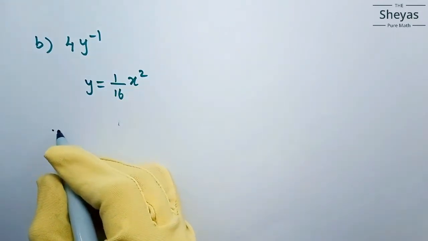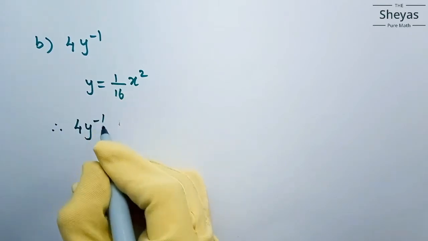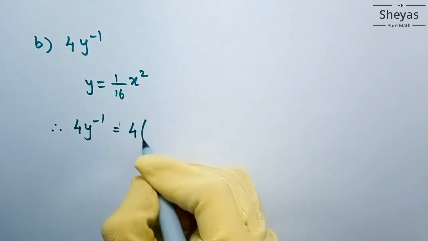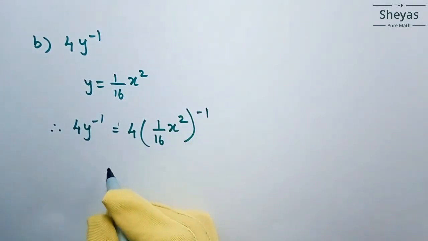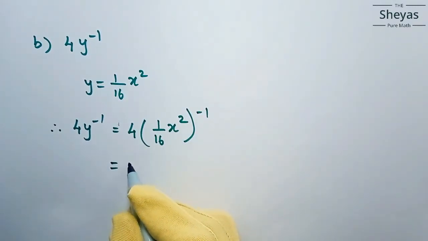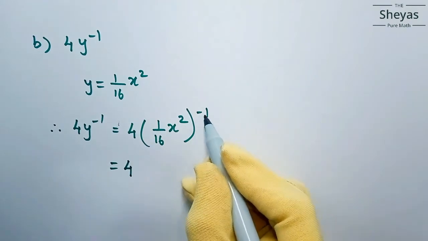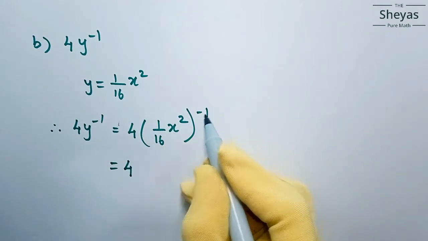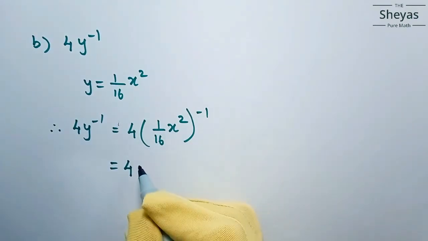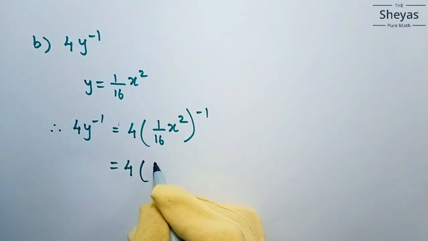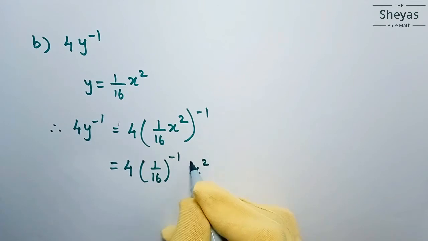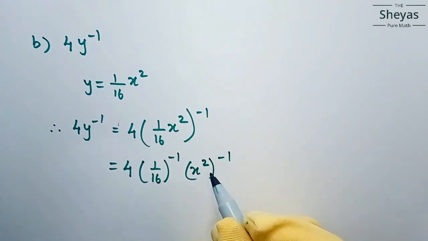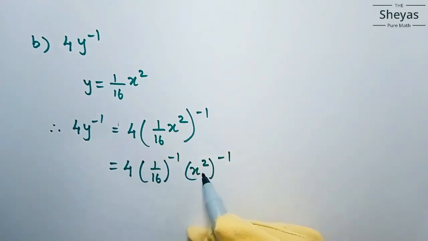Therefore 4y power minus 1 can be written as 4 into 1 by 16 x power 2 the whole power minus 1. So 4 I am writing as such. This power minus 1 is common to both 1 by 16 and x square. So I am writing 1 by 16 the whole power minus 1 and x square the whole power minus 1. Same as the previous problem, I am giving this power separately to each term inside the bracket.